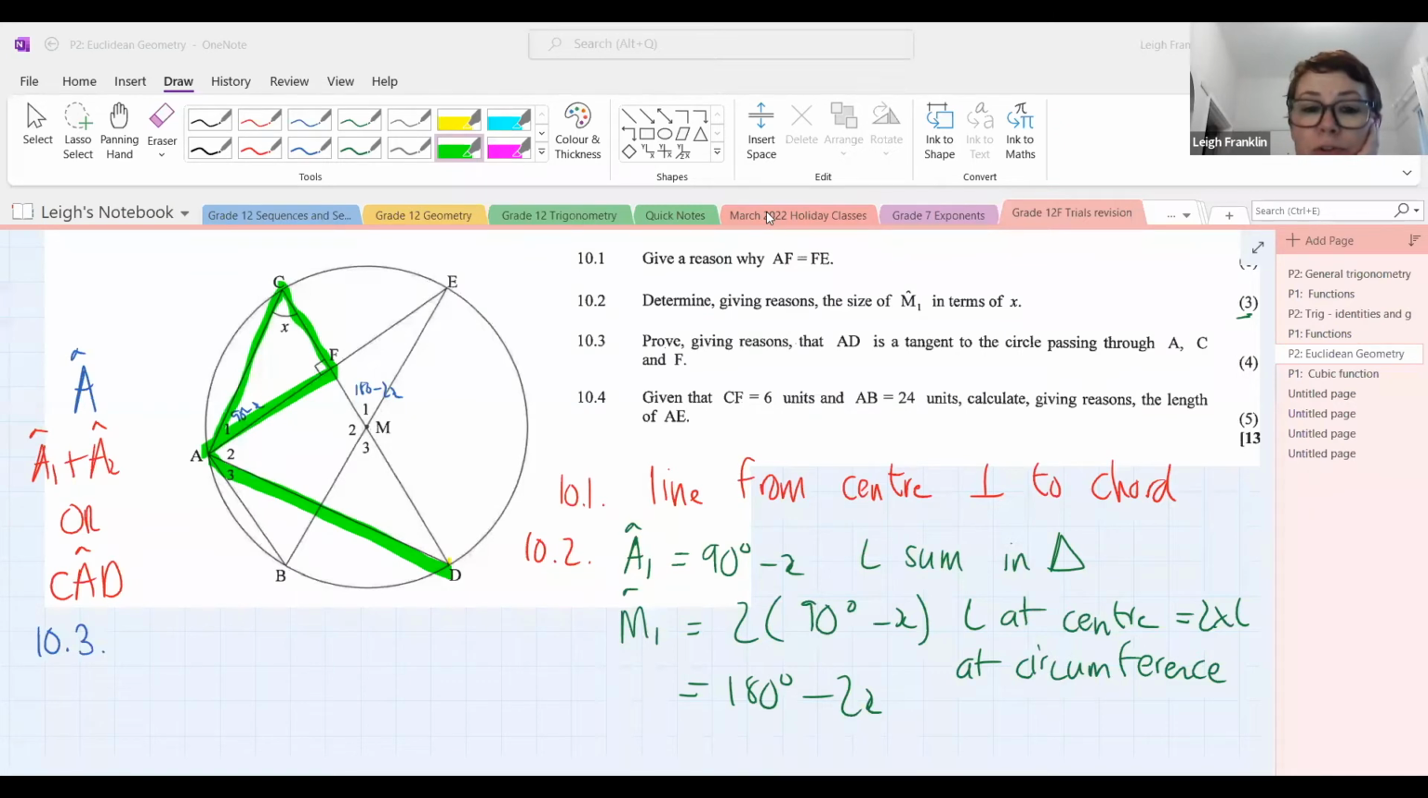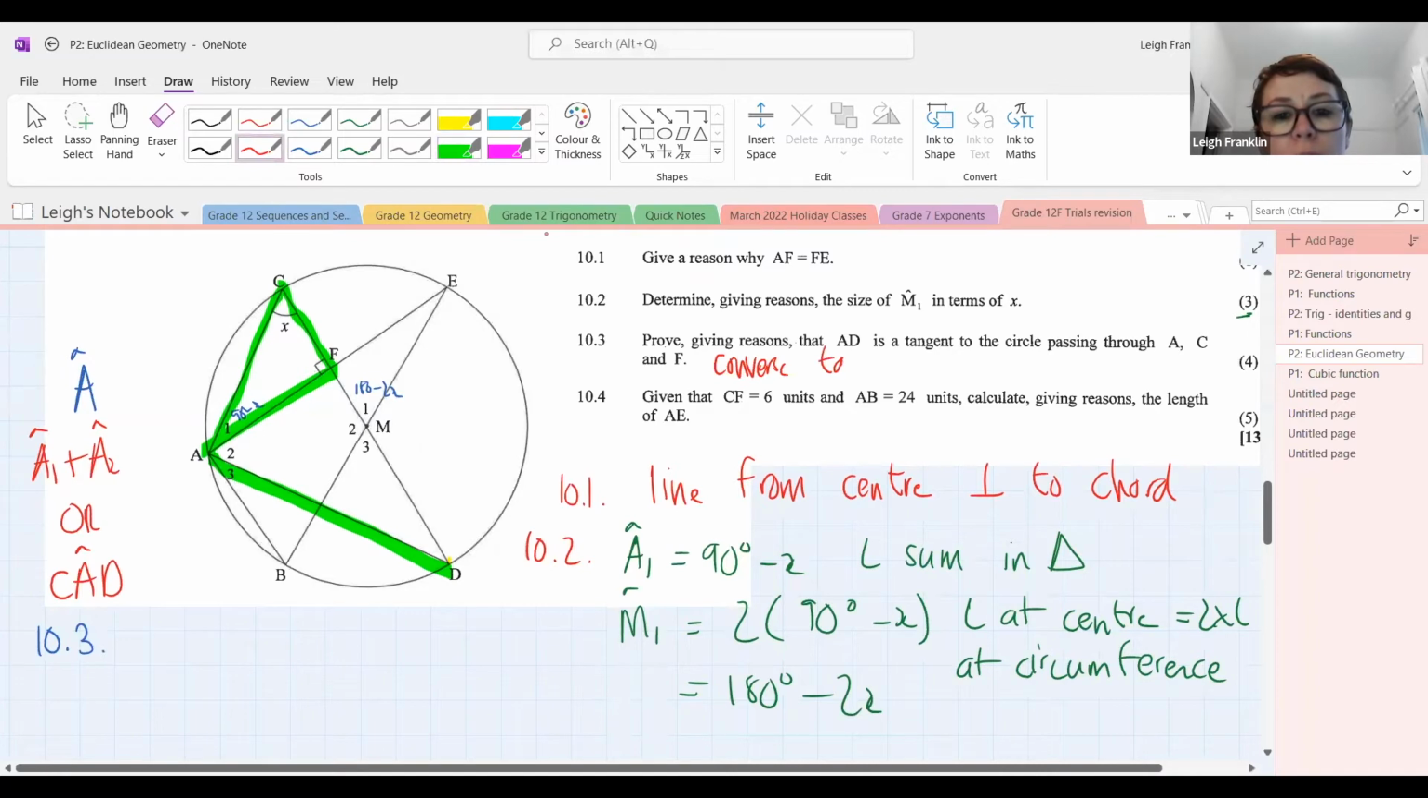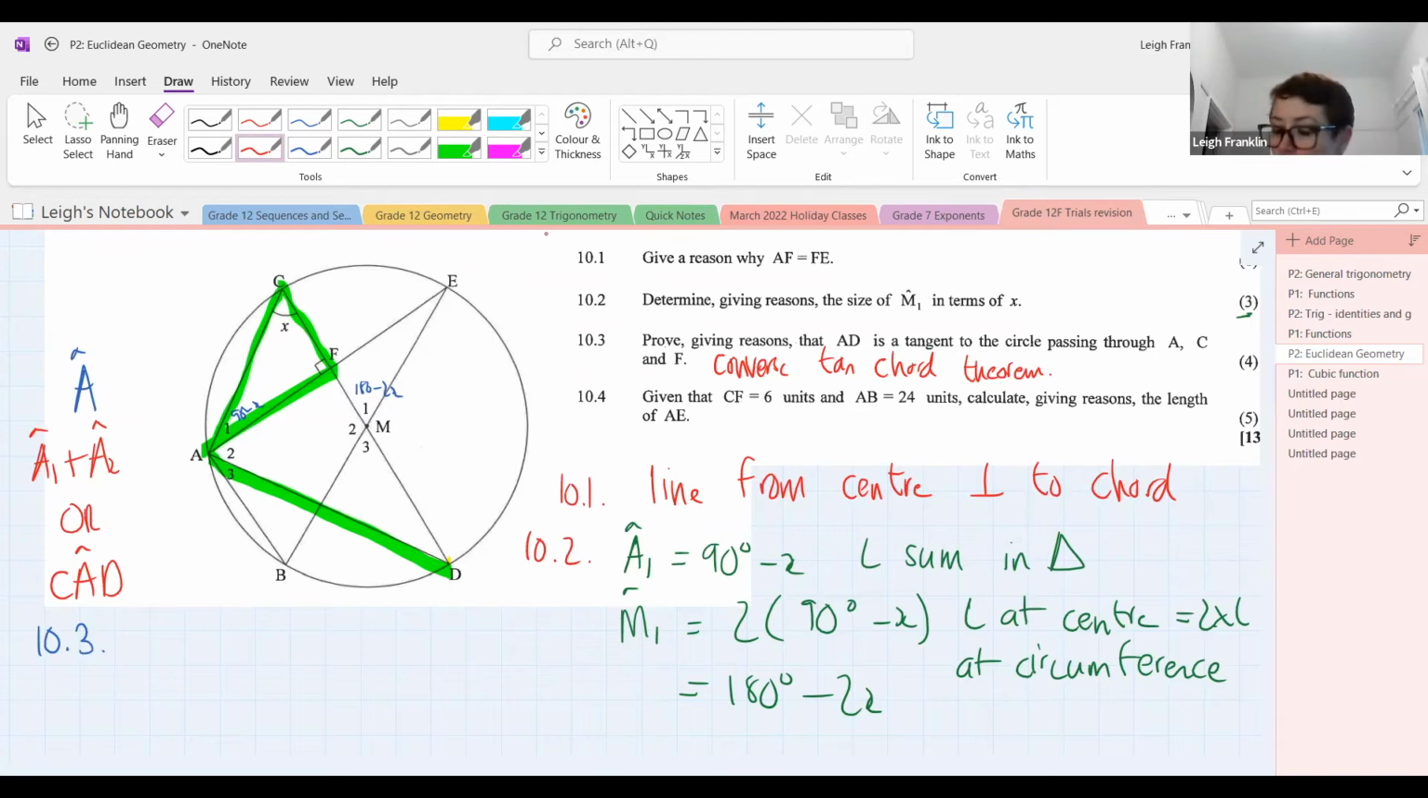Sibusiso, you're very close. Let's see what the others are saying. Okay. Do you remember converse tan chord theorem? There we go, Sibusiso. Converse tan chord theorem proves that a line is a tangent to a circle. So converse tan chord theorem. In other words, we now have to prove that there are two angles that are equal to one another in order to prove converse tan chord theorem.